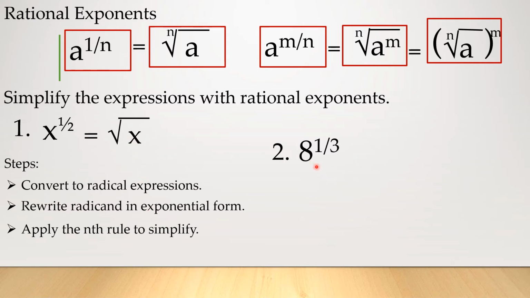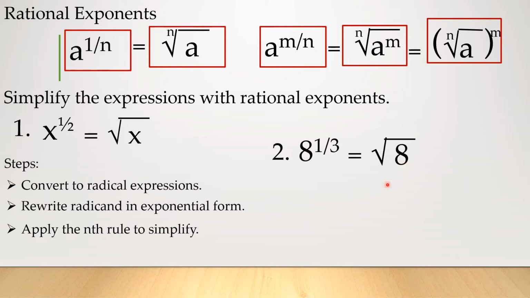Now look at this one. 8 raised to 1/3, it means the n here is 3, the index. So that is now the cube root of 8. And the exponent of 8 is just 1 from the numerator. Now, the second step is to rewrite the radicand in exponential form.